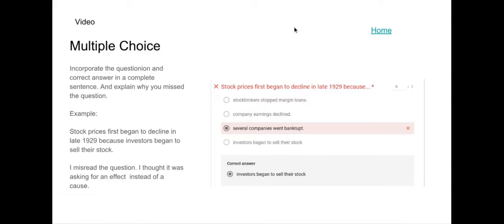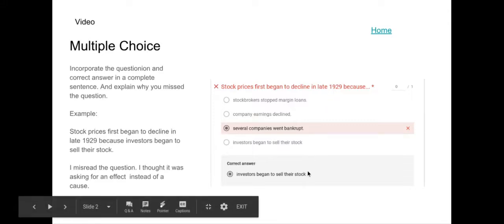These are going to be the easiest ones to do, although maybe a little more time consuming. What you want to do with multiple choice, and as you'll see later in this presentation, matching, is incorporate the correct answer in with the question in order to write a complete sentence. So for instance, stock prices first began to decline in late 1929 because, and the correct answer is, investors began to sell their stock.